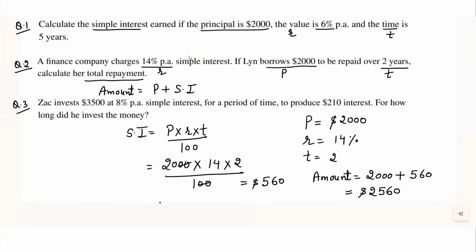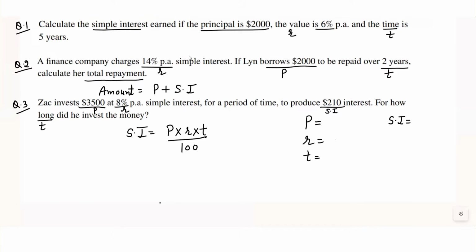Now in question number 3, Jack invests $3,500 at 8% per annum of simple interest. That means this is the value of principal, this is the value of R, and to produce $210 interest. So now in this question they have given us simple interest. For how long? How long means we have to find out the value for T. They have already given us simple interest, principal and rate, but the time is not given. So we have to use the same formula, substitute the values in the formula and then find out the value for time.